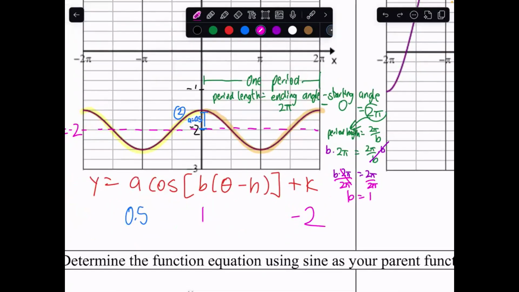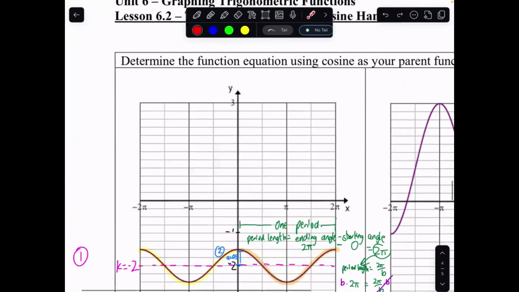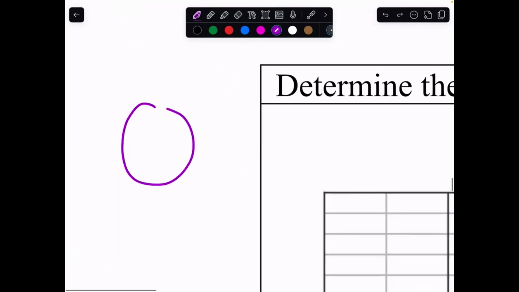And then lastly, H. So remember, H is the horizontal translation, which we call the phase shift for trig functions. So how do you identify H? To identify H, you have to remember what normally happens at angle 0, and you need to see where it happens here. That probably made no sense, so let's draw a picture.